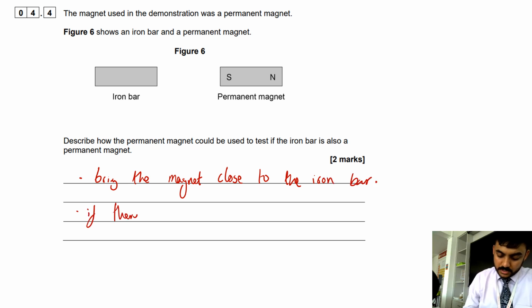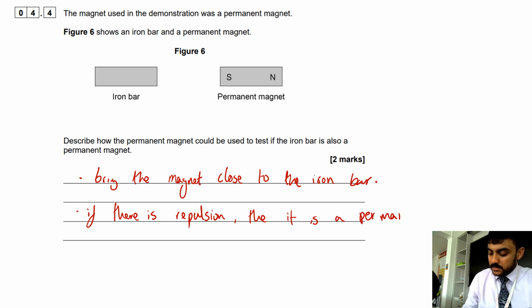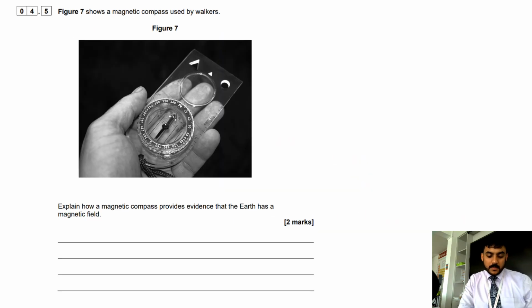If there is repulsion, then it is a permanent magnet. Next one. Figure 7 shows a magnetic compass used by walkers. The question is, explain how a magnetic compass provides evidence that the Earth has a magnetic field.